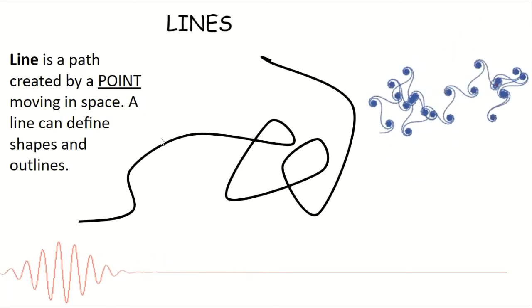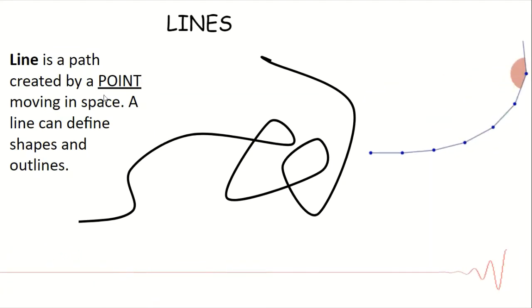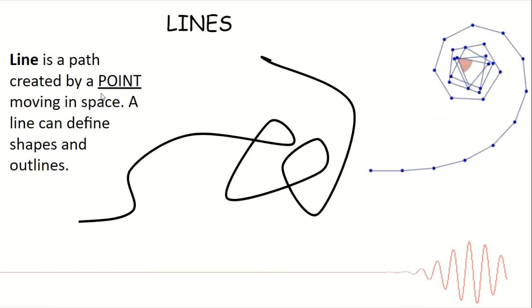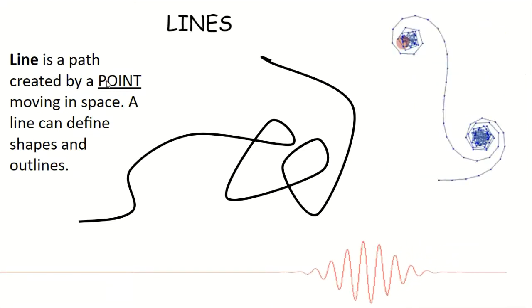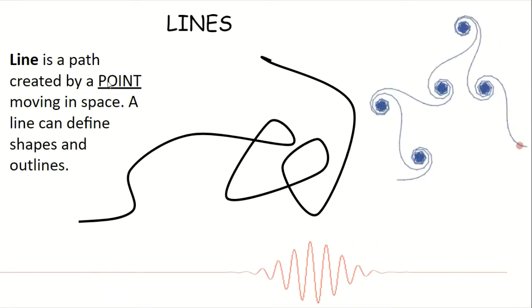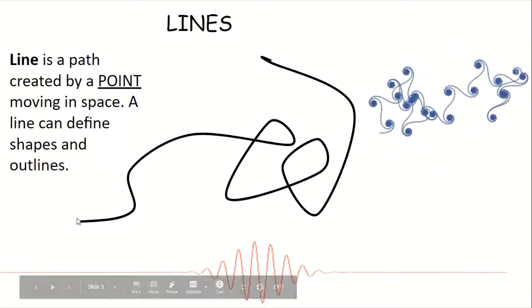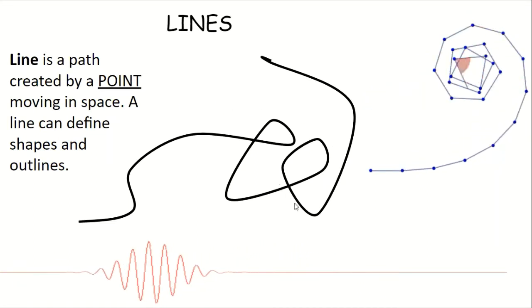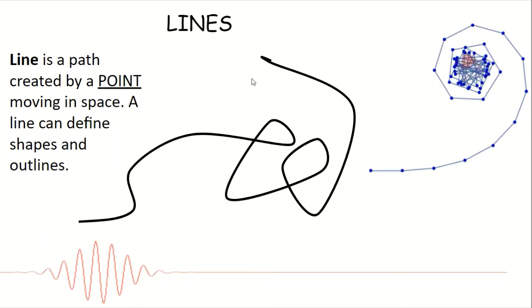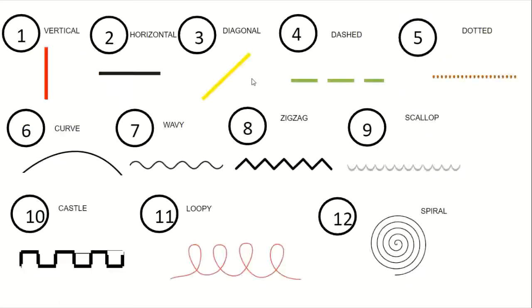So we've talked about lines before, okay? Most of you guys should be familiar with this. A line is a path created by a point moving in space. So once you have created that point and you begin to move it through a path, you are creating a line, okay? And you guys know that we have a variety of different kinds of lines, okay?